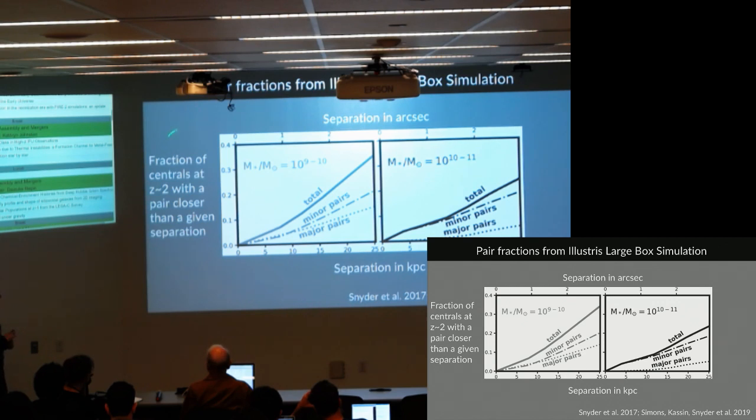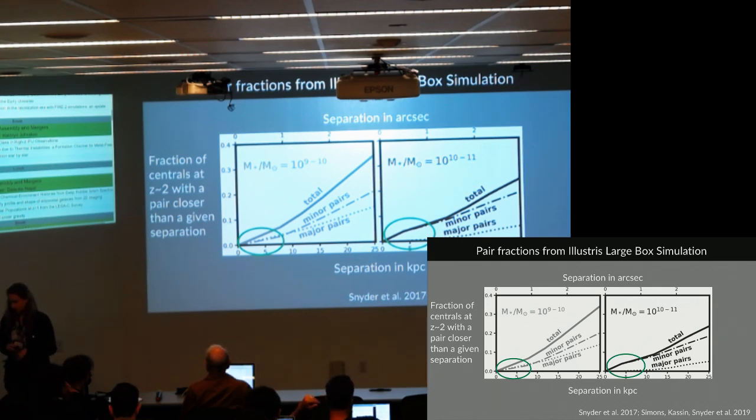So this is the fraction of galaxies at redshift 2 with a pair closer than a given separation, listed here for low mass and high mass. Arcseconds are at the top, kiloparsecs at the bottom. And what you notice is, for the separations we're looking at, you can see these pair fractions are just so darn low. You're getting up to 0.07 at maximum.